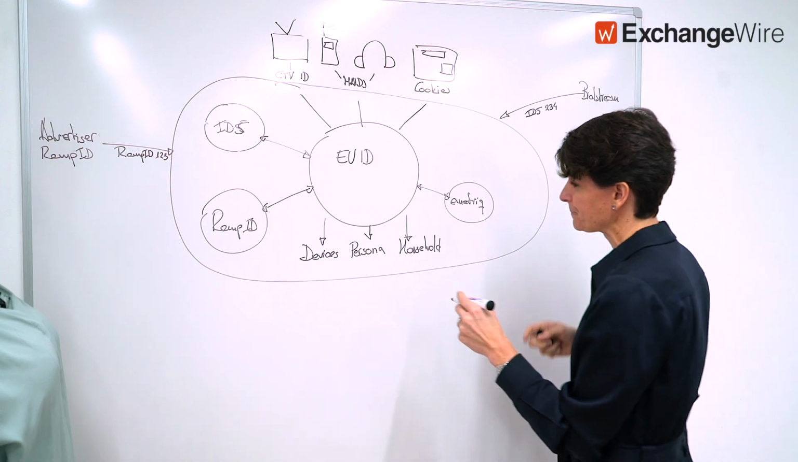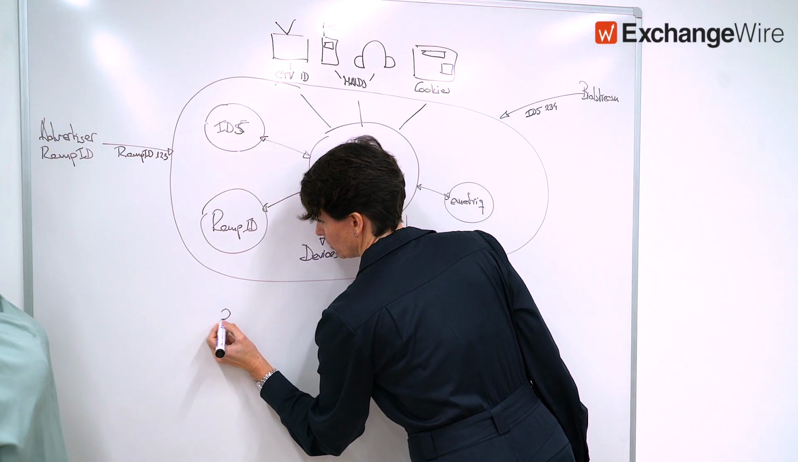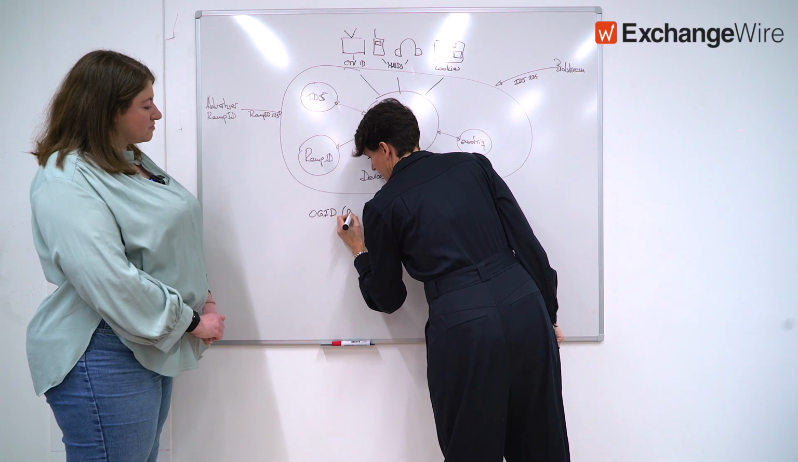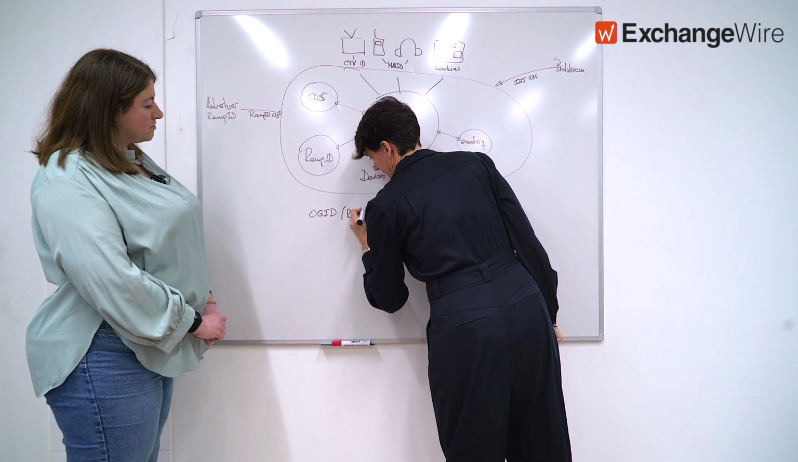However, what we do is we use something called original ID, which we pass with REDs, which is like log-level data. Right, okay.